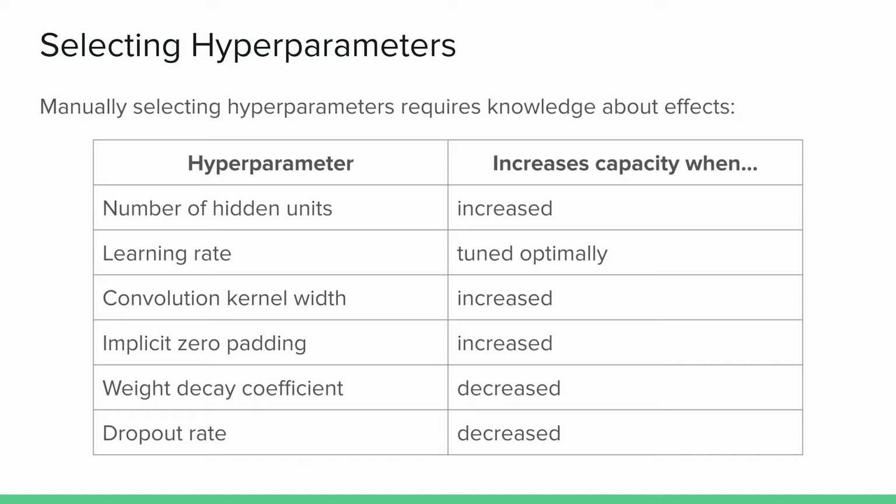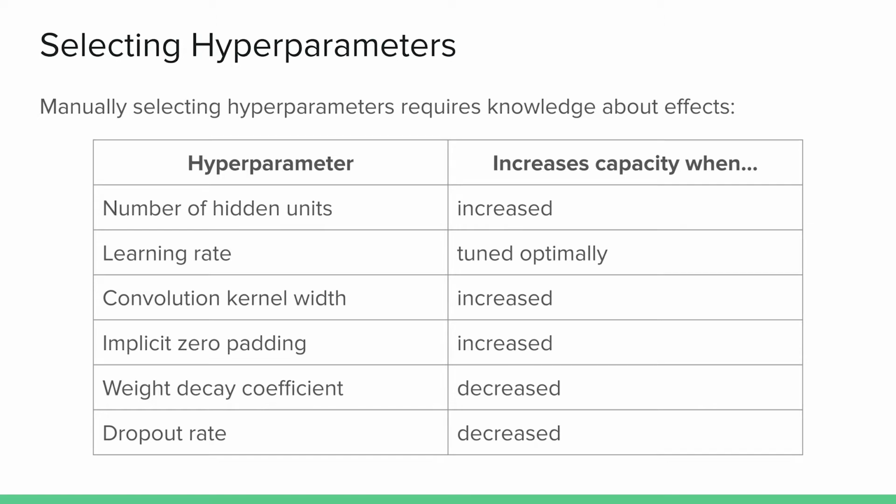Implicit zero padding is what we've seen before, where you pad around an image to make sure that you're always seeing all of the data and not losing some information. So obviously you're increasing capacity when you're doing this. Weight decay is also something interesting. Weight decay limits your model parameter values, and by introducing weight decay you are doing the opposite effect. You're reducing the capacity, because the parameters can no longer become very large.